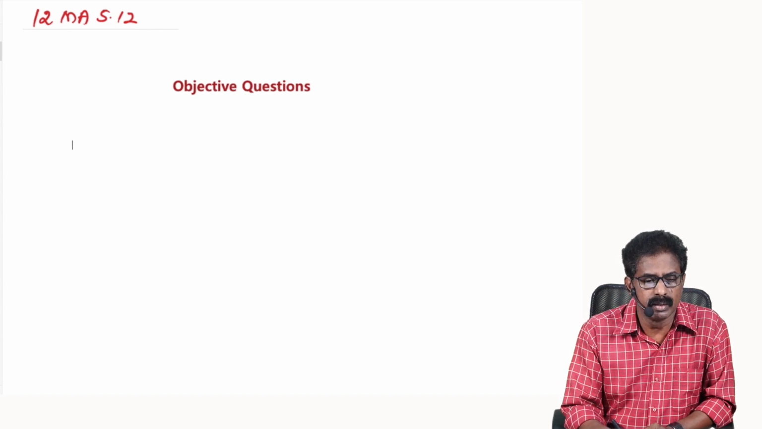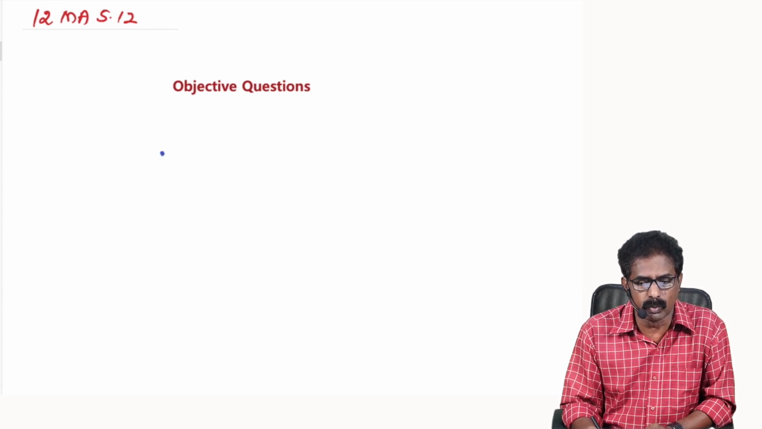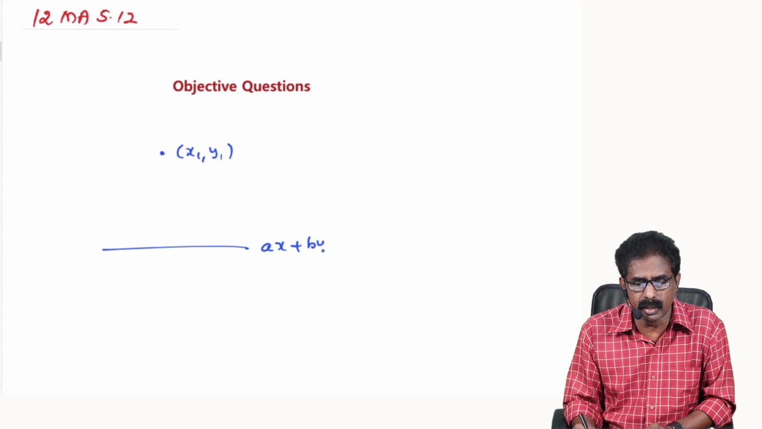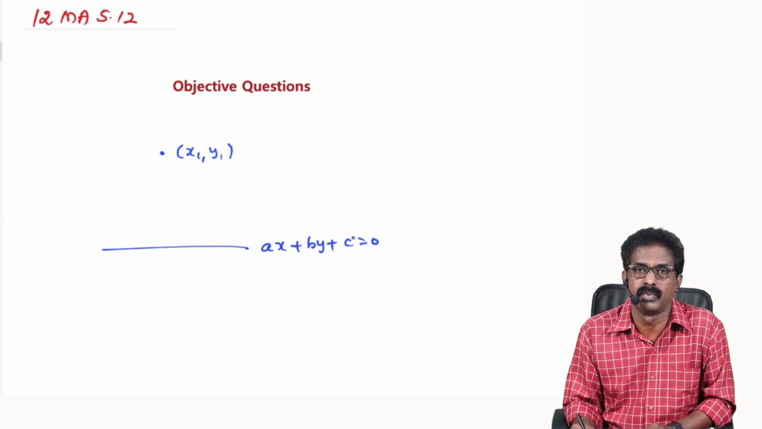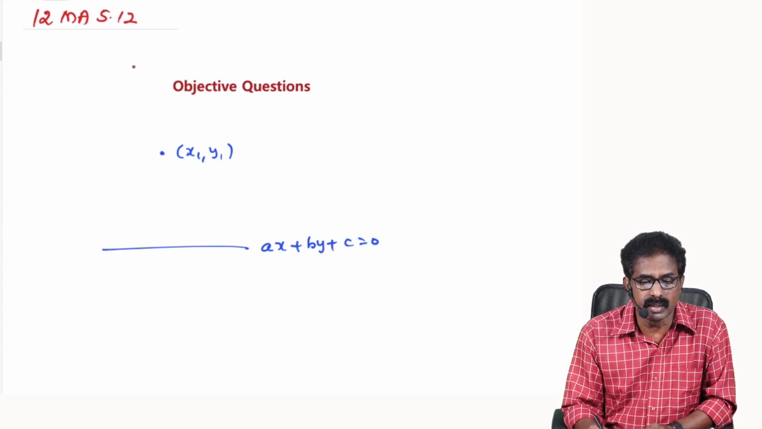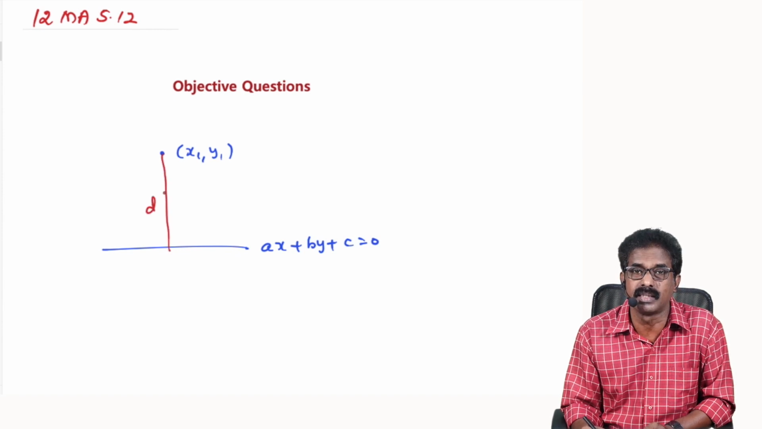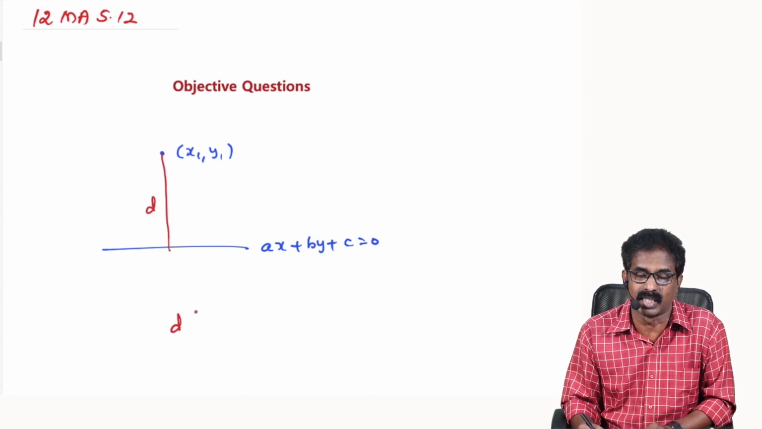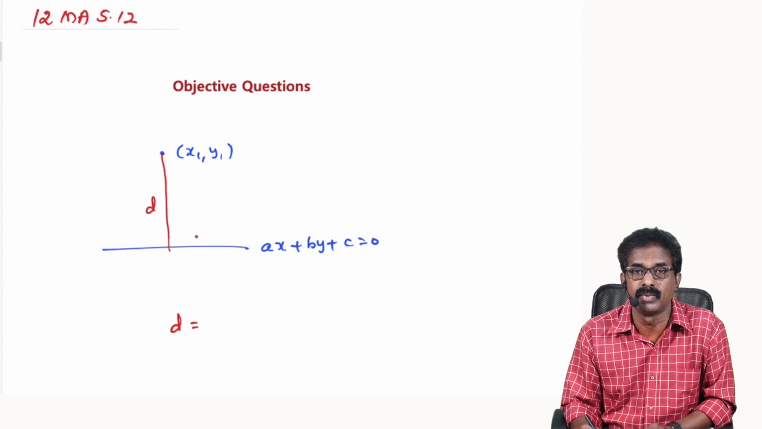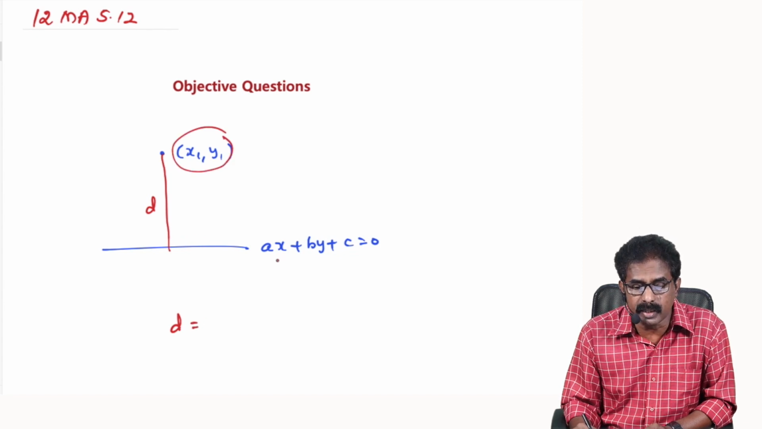A point is given as say x1, y1. And a line is given, say ax plus by plus c equal to 0. How can you find the distance between the point and the line? There is a formula. You would have studied in 11th standard, right? So distance equal to, you substitute this point here.